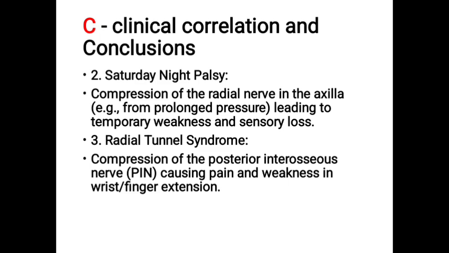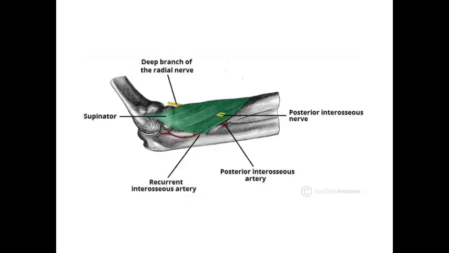We also have what we call the radial tunnel syndrome, and the radial tunnel syndrome is compression of the posterior interosseous nerve causing pain and weakness in the wrist and finger extension. And this is the posterior interosseous nerve, which is a branch of the radial nerve. And when there's compression, because the radial nerve passes between the supinator muscles, when there's compression of the posterior interosseous nerve, it can cause radial nerve palsy.